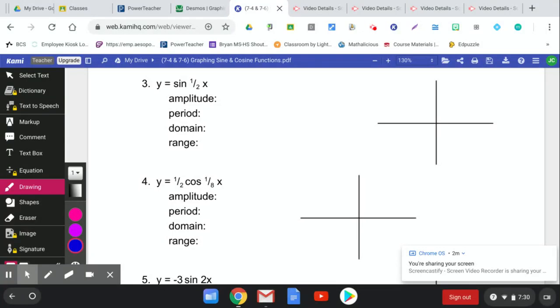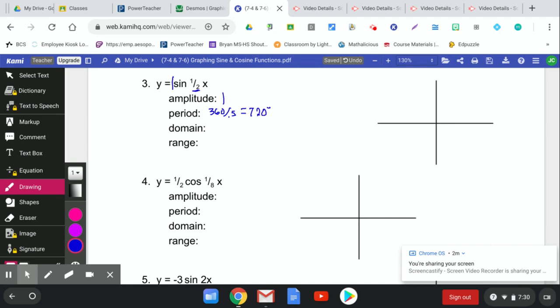We want to do sine 1/2 x. We'll do this one in degrees, and then we'll switch back to radians in a bit. So amplitude. Amplitude's the number out here in front, which happens to be a 1. So that's how high and how low it's going. And the period, remember the period is 360, but we have to divide that by the number that's in front of the x, which in this case is 1/2. So 360 divided by 1/2 is 720 degrees.